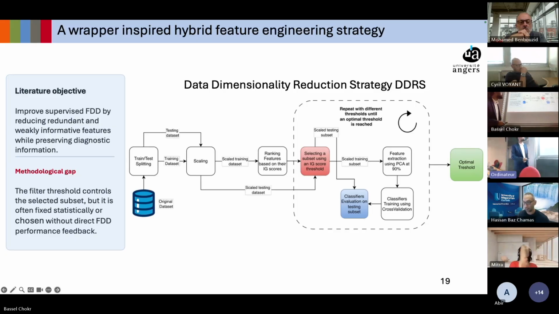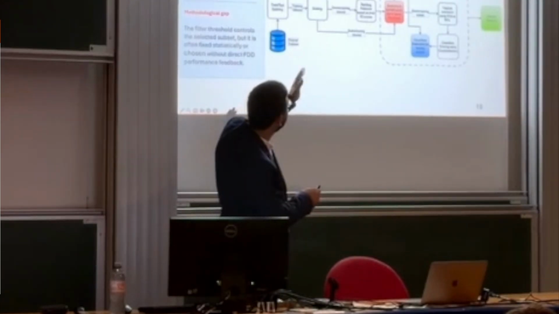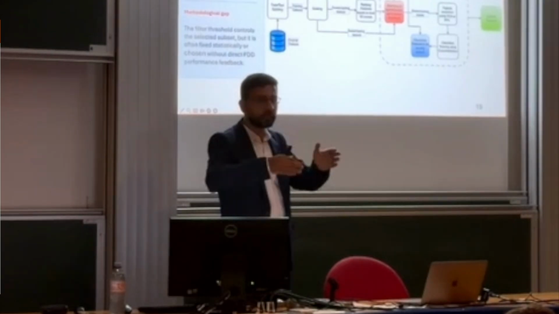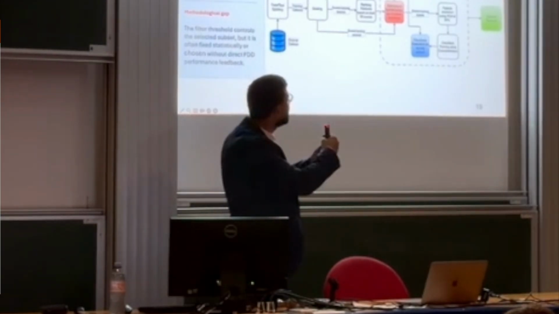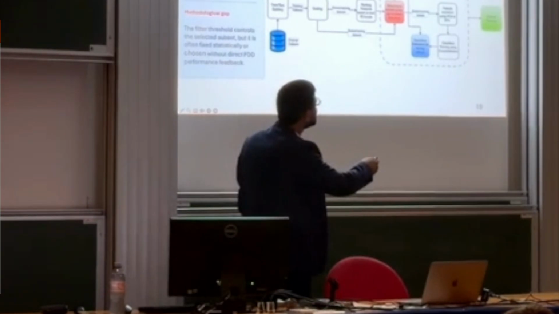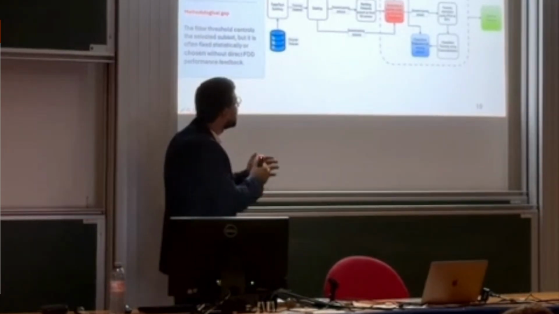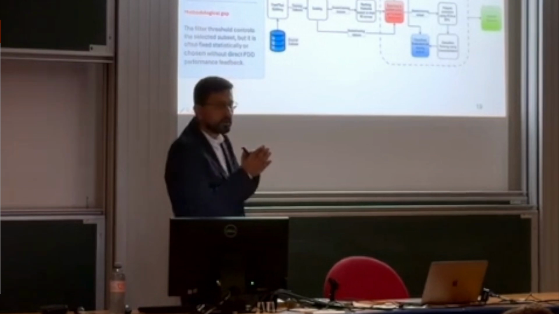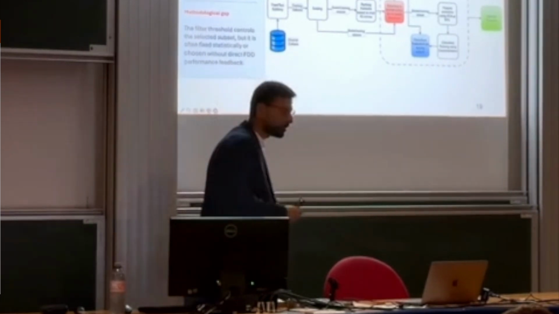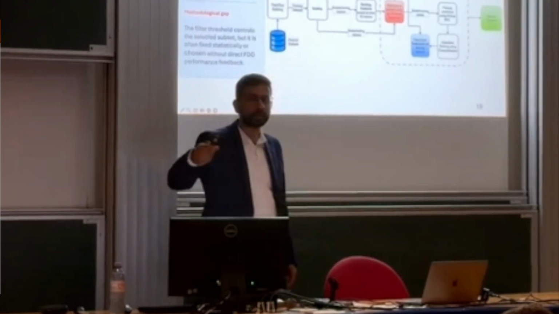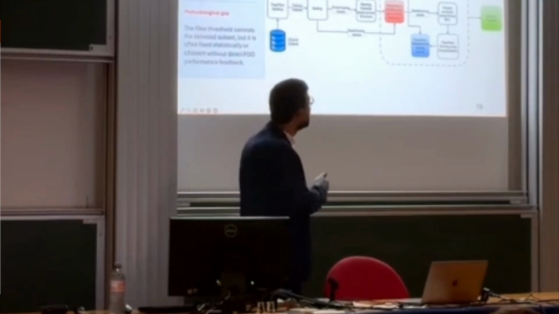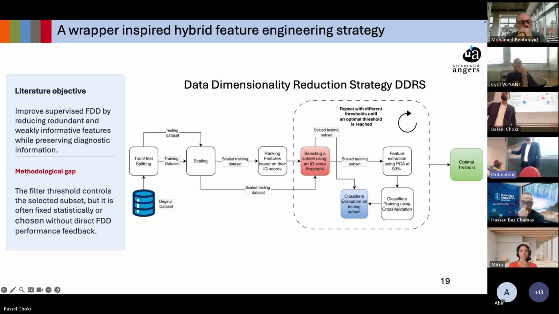And then we proceed to PCA, where we use 90% of the original information. So with IG, we will have different subsets at different thresholds, proceeding to PCA, then proceeding to classifiers using cross-validation training in order to get performance metrics. Based on those performance metrics, we will make a comparison between the different thresholds in order to select an optimal threshold which we can proceed with. This is DDRS.